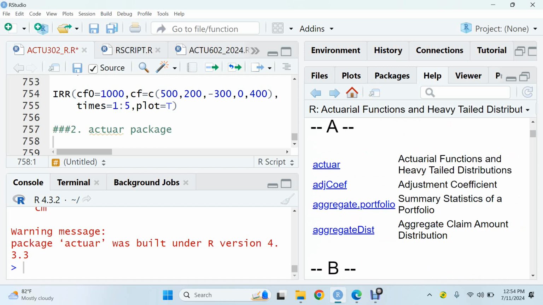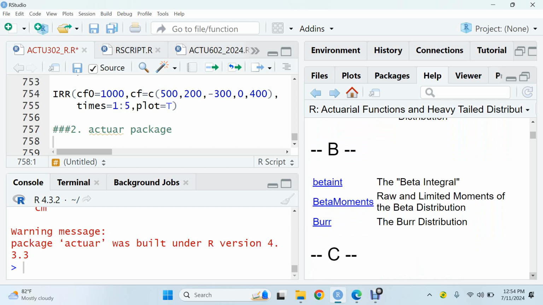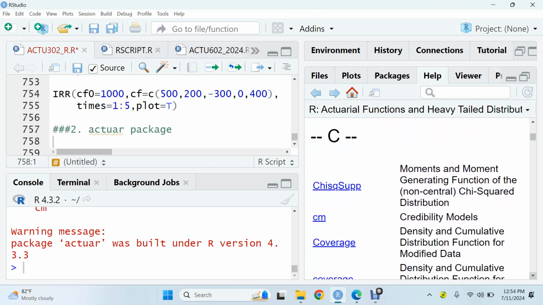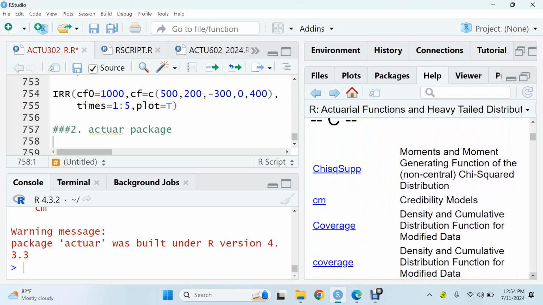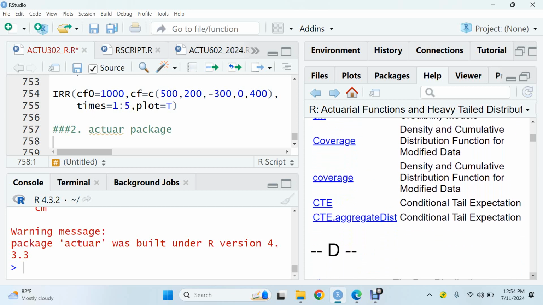So there's aggregate.dist. There are distributions in this, moments and moment generation function, the coverage, conditional tail expectation. Do you know what a value at risk is?